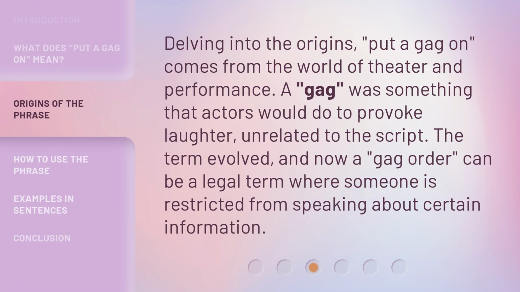Delving into the origins, put a gag on comes from the world of theater and performance. A gag was something that actors would do to provoke laughter, unrelated to the script. The term evolved, and now a gag order can be a legal term where someone is restricted from speaking about certain information.